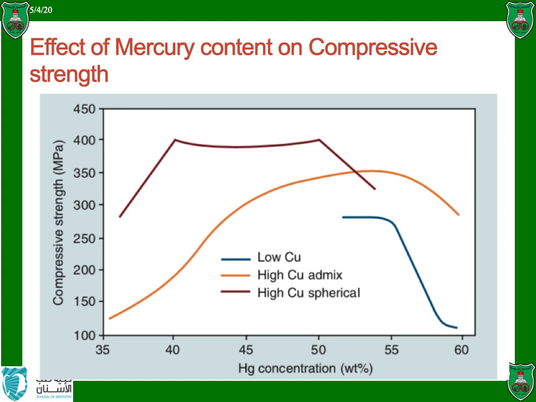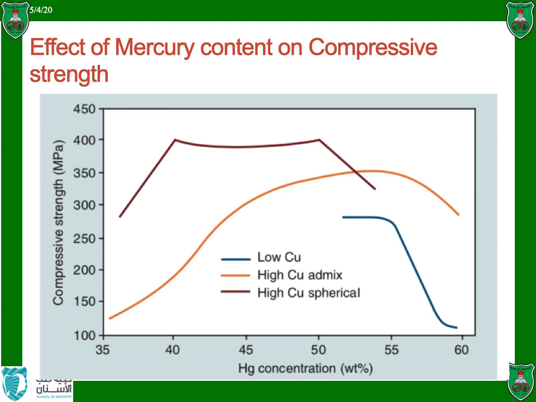You see that for the low copper, we need almost 50% Hg concentration. At 50 or almost 52 to 55 percent weight of Hg, you can see that the compressive strength is above 260 or 270 megapascal. Then we will have a sudden drop in the compressive strength if you increase your Hg concentration beyond 56 percent weight. So what we understand from this graph is that for each material we have a certain limit of Hg concentration that is ideal for compressive strength. If you increase or decrease the amount of Hg required for each material, then you will have lower compressive strength.